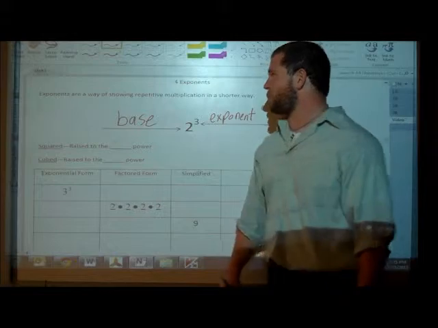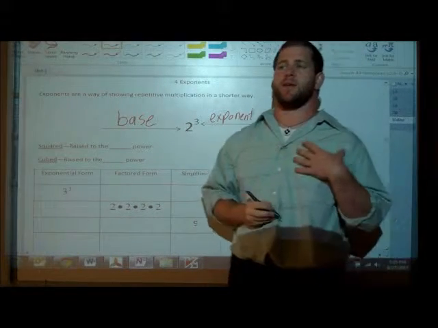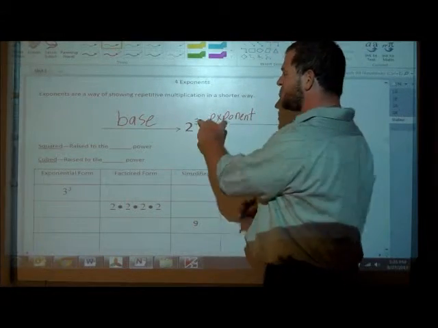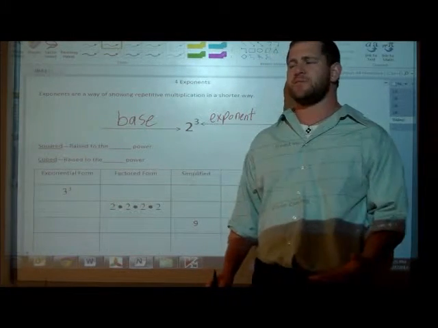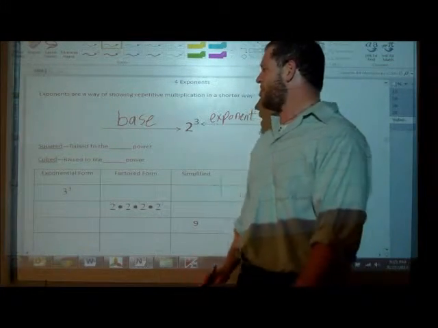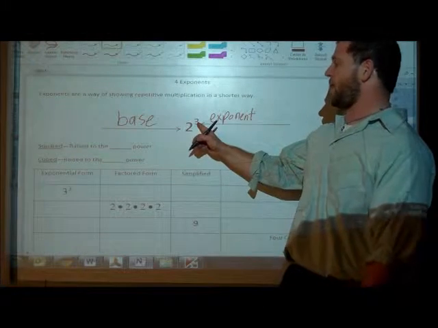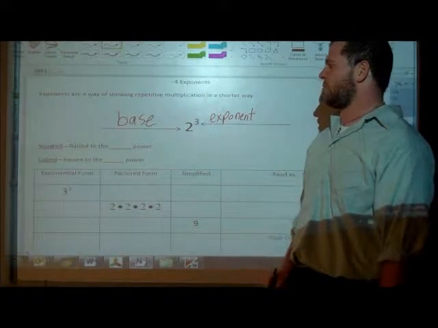Now I do want to make sure that when I say exponent, this is called the exponent. Some people call it the power. I think it's a little bit abusive language, but whatever. If I say, hey, what's the power? It's the third power. But this position is called the exponent.